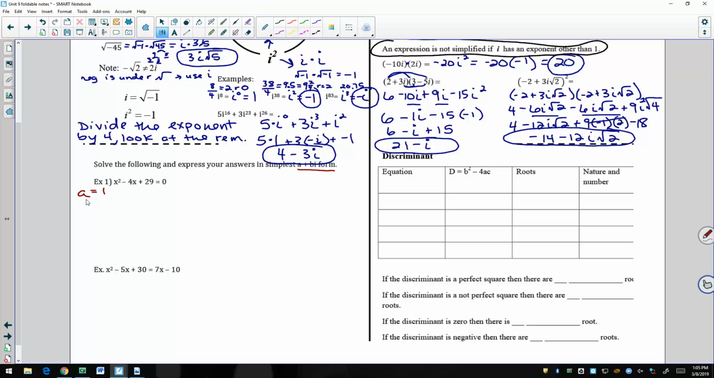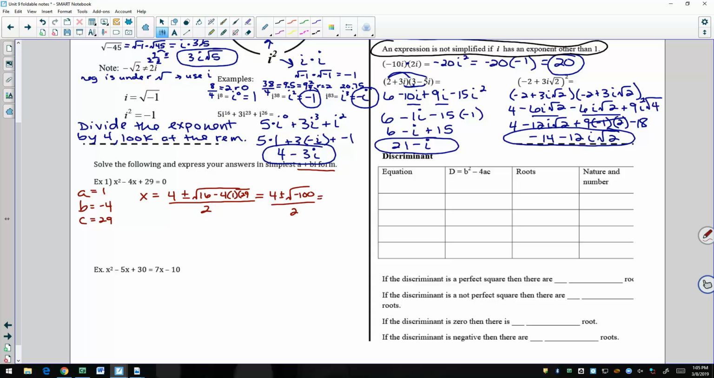So a in this case is 1, b is negative 4, and c is 29. So if I start plugging these numbers into the quadratic formula, it's going to be negative b, so that's positive 4, plus or minus the square root of negative 4 squared is 16, minus 4 times 1 times 29, all over 2 times a, which is 2 times 1 is 2. If you clean up underneath the radical, it turns out to be the square root of negative 100, and right there is your negative under your radical, which I kind of knew was going to happen because of the directions.